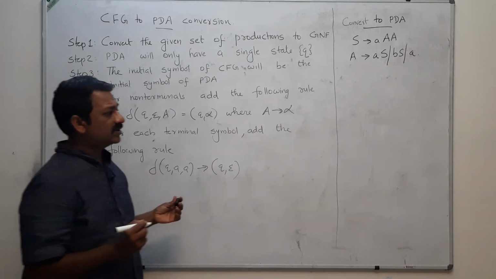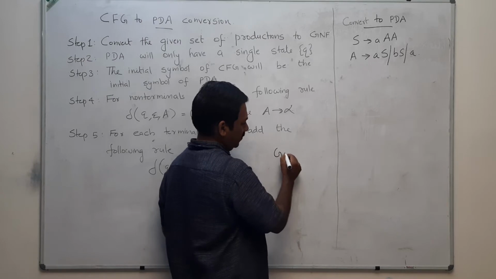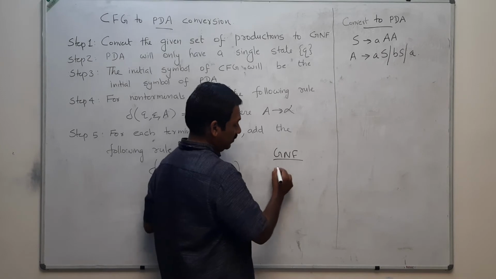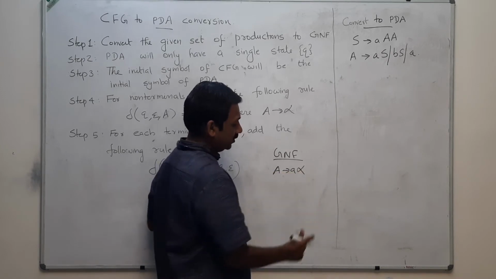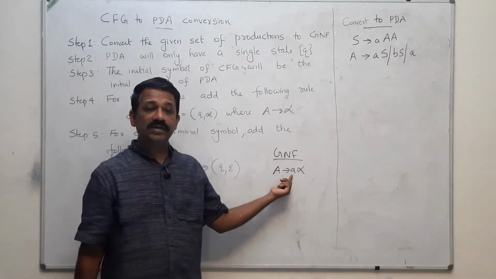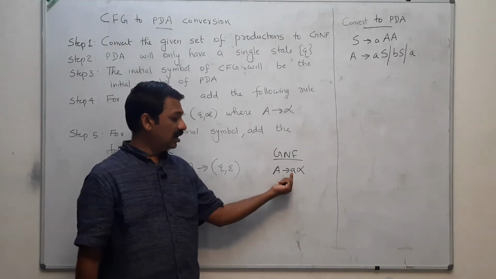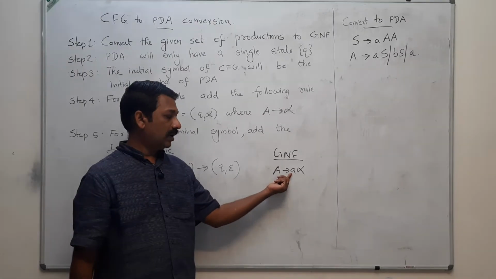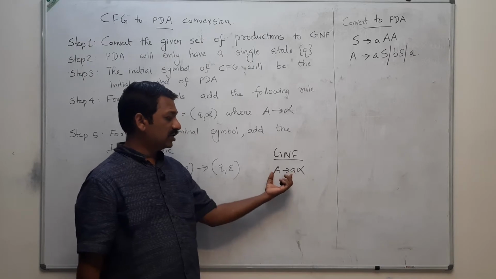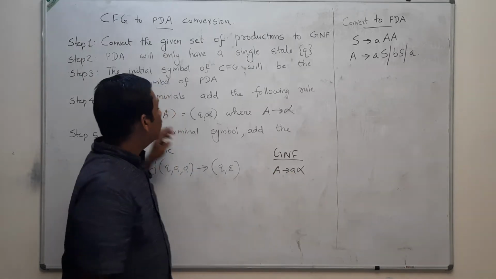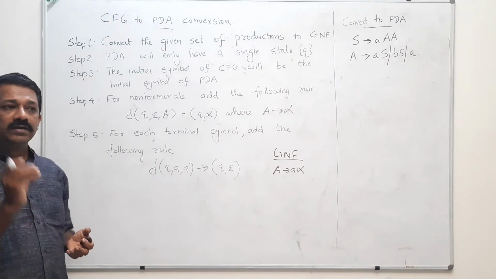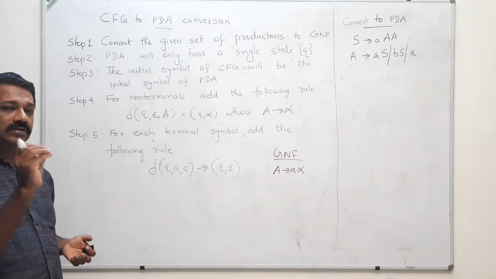GNF form we have discussed in one of the earlier classes. That means every production is of the form A derives a alpha. That means the first symbol on the right hand side is a single terminal. The right hand side should start with a terminal. So if you have a set of productions, first of all you have to convert that to GNF. That means every production after conversion will have a terminal starting the right hand side.